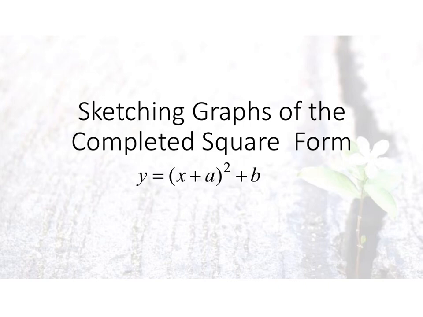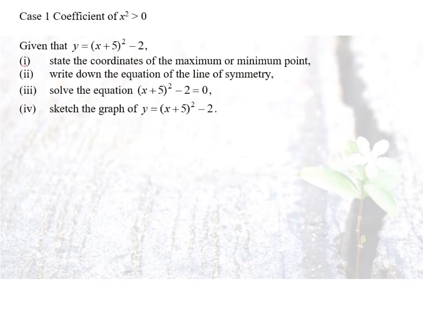Sketching graphs of completed square form. y equals (x plus a) whole square plus b. Given that y equals (x plus 5) whole square minus 2, in this case we know that x square is actually positive, so we'll get a minimum point. So how do we find the coordinates of a minimum point in this case?